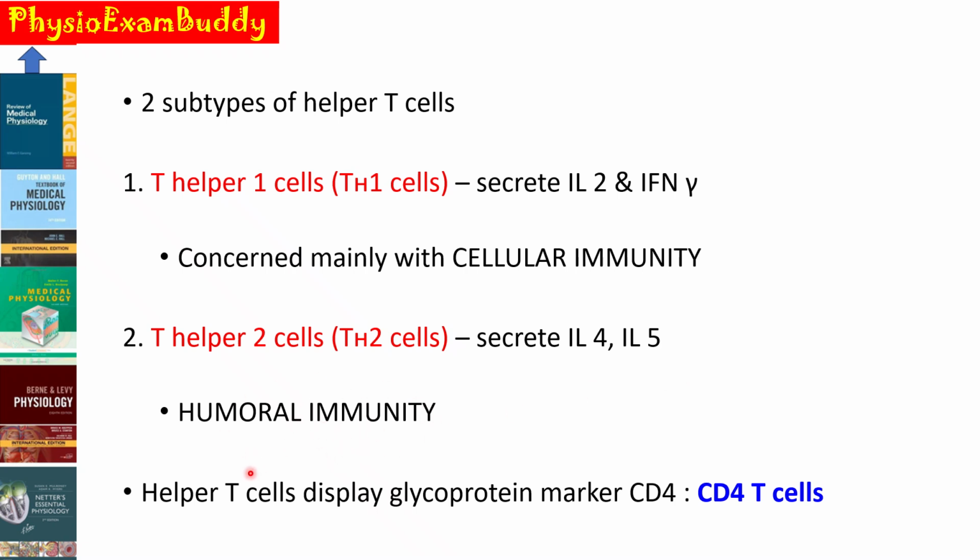One of the peculiarities of the helper T cell is that it displays the glycoprotein marker CD4, that is CD4 T cells. What is the full form of this CD? It is clusters of differentiation, that is, it is the basis of their reactions to a panel of monoclonal antibodies. So here the helper T cells display a glycoprotein marker, cluster of differentiation CD4, that is CD4 T cells.